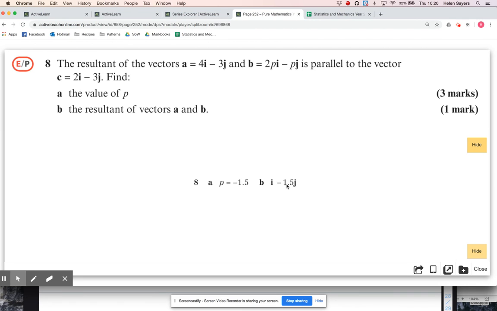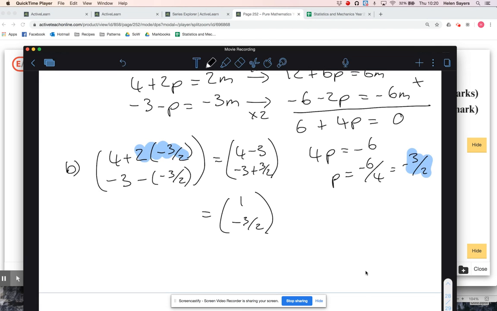Actually, that's worth being aware of. I changed to column vectors purely because I find them easier to work with. But the question was in i and j, so I should really write it back as an i and j vector just for the final answer there.